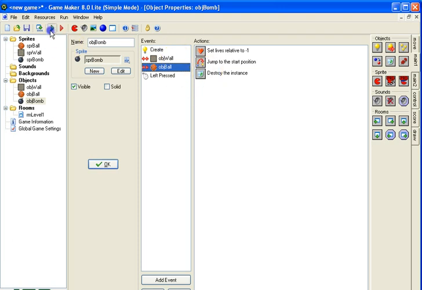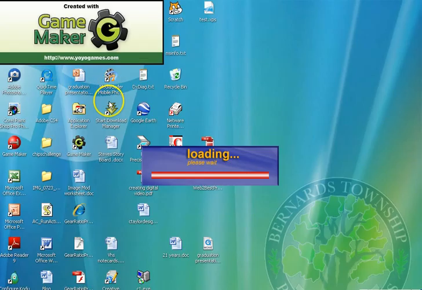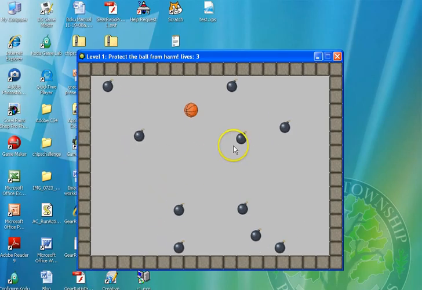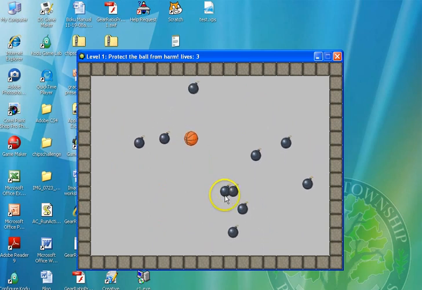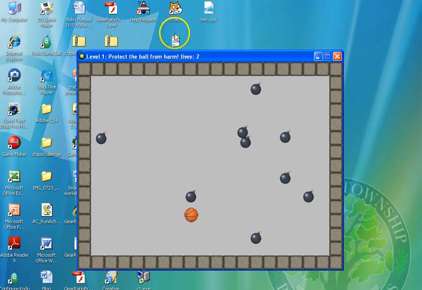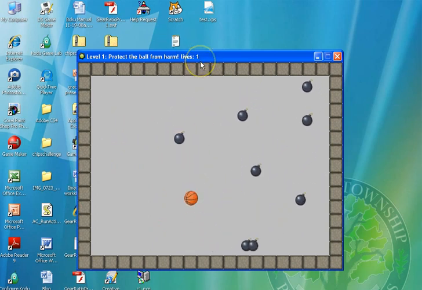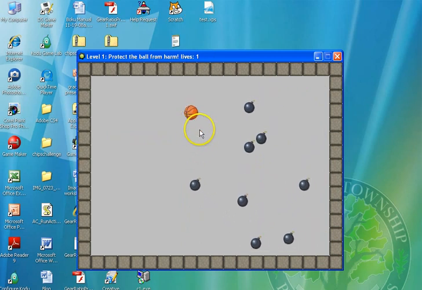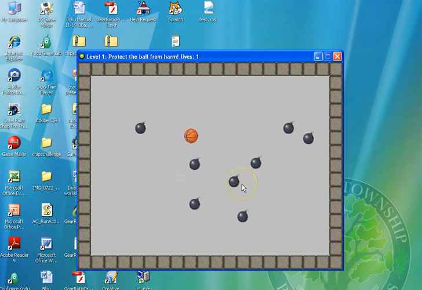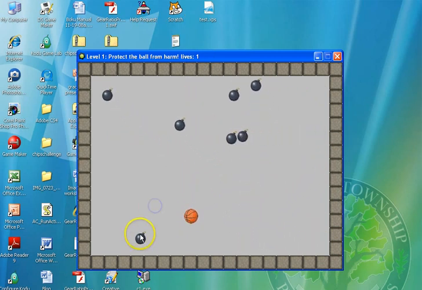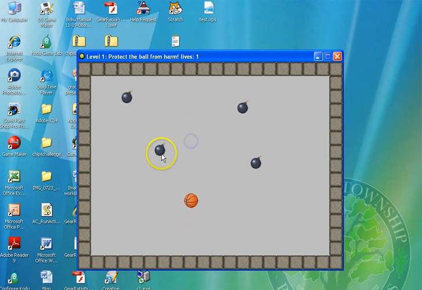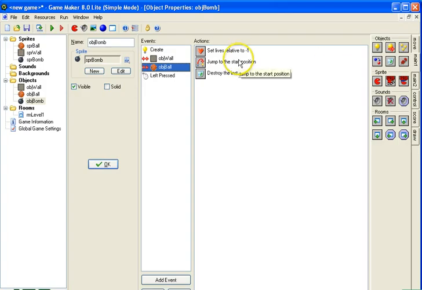So I'll try this so far. Okay, so let's see what happens when a bomb hits me. Okay, I did lose the life. Interestingly, my ball is not jumping to start. Not really sure why. I could still get rid of these. Okay, and in theory, that should mean that I finish the level and move on. If I lost all my lives, it should be game over. So let's see.